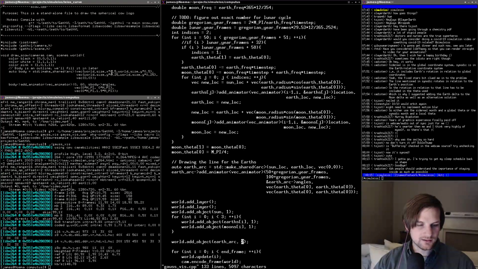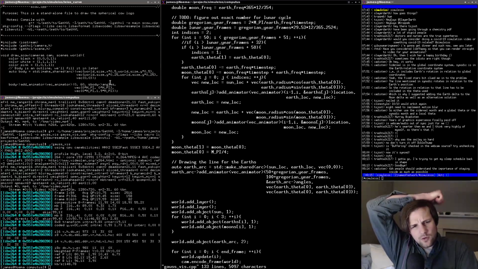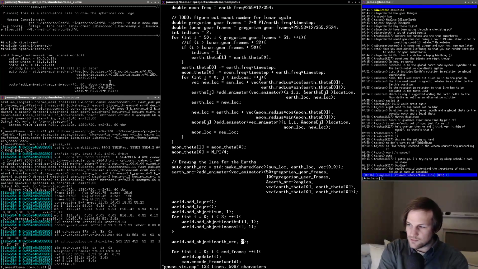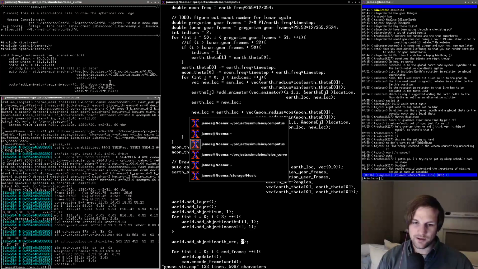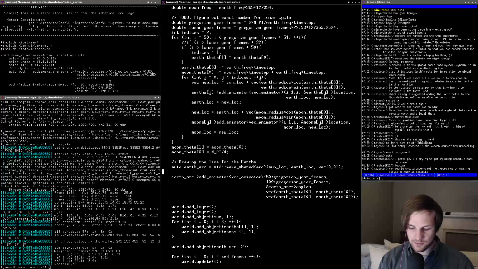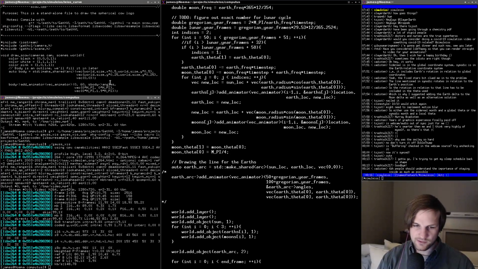So let's see. World at size x times 0.5. World at size y times 0.5. World at size y times 0.25. I swore that would be the radius. Okay. So let's go from there. Earth arc is equal to the angles. Let me not add an animator, and let's just see what happens. So that means that this should be drawn. It should always be drawn. Okay, so there's no animator. Let's see what it looks like.